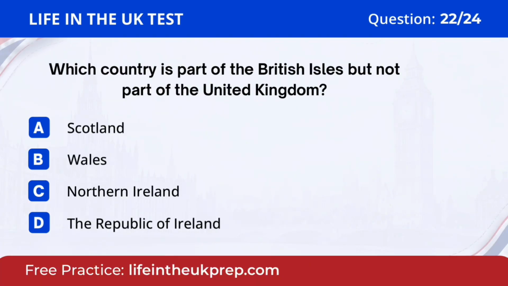Question 22. Which country is part of the British Isles but not part of the United Kingdom? A. Scotland. B. Wales. C. Northern Ireland. D. The Republic of Ireland. The answer is D. The Republic of Ireland.